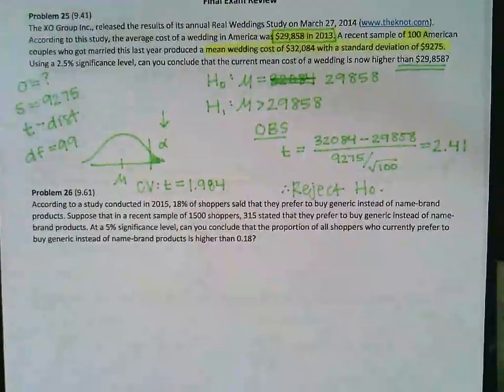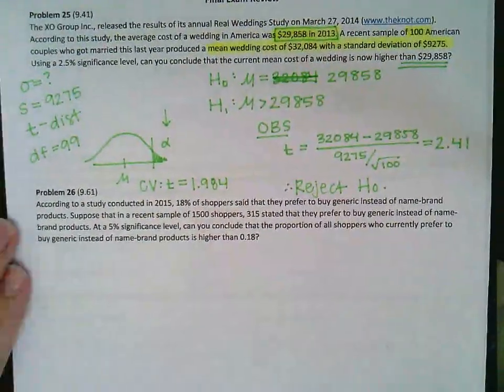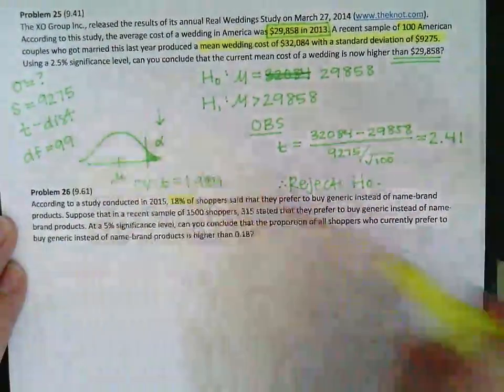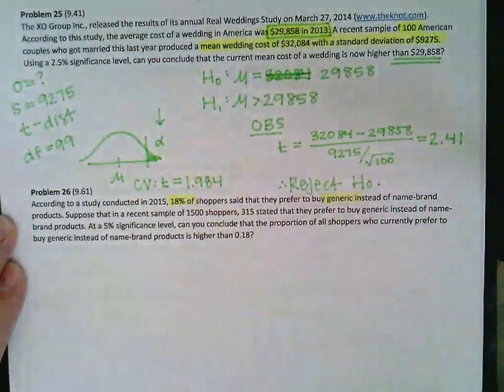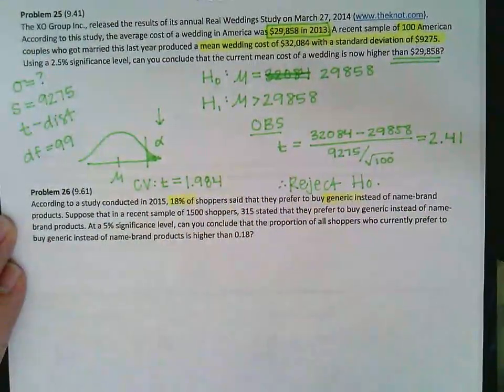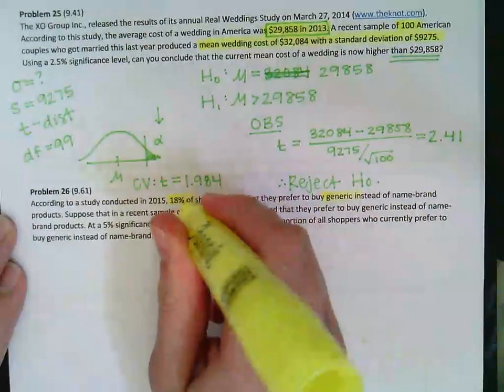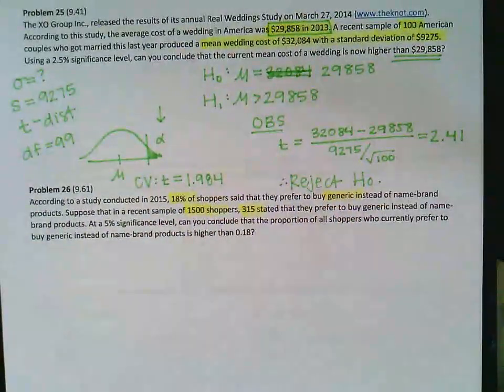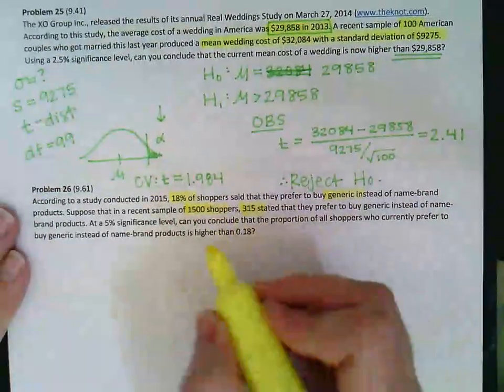Okay. All right, last and final problem for our review. According to this study, 18% of shoppers said that they prefer to buy generic instead of name brand. Suppose that in a recent sample we have 1,500 shoppers and 315 stated they preferred to buy generic instead, at a significance level of 5%. So again, that's my cue, right? Significance level, hypothesis test. Can you conclude that the proportion of shoppers who prefer to buy generic is now higher than 18%?